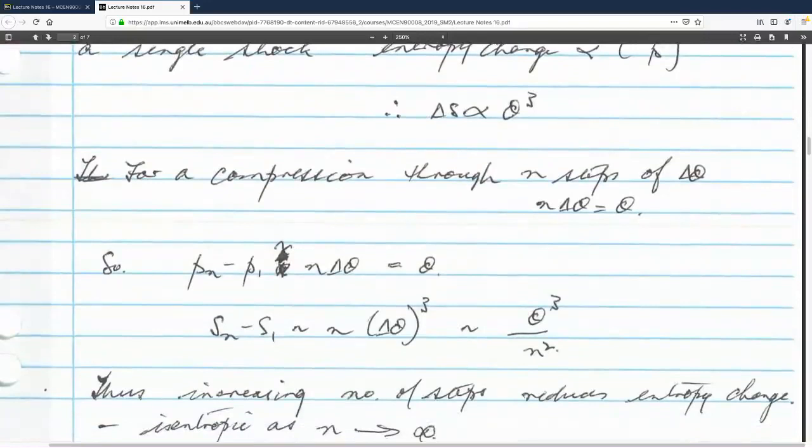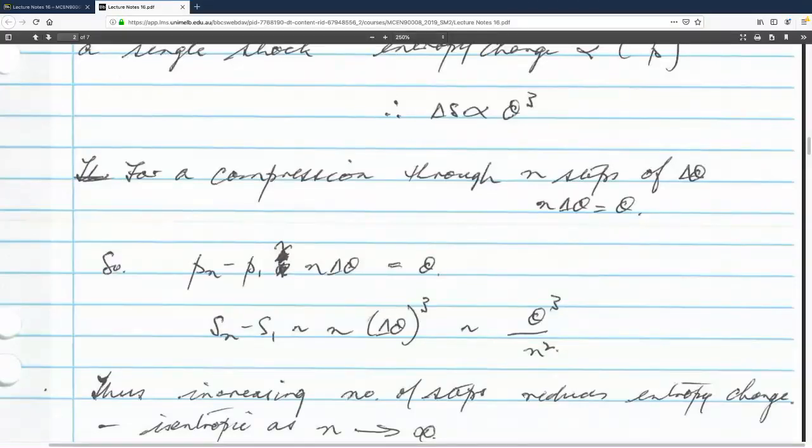So the entropy after n of these steps will be, I'll have n steps, and how much does the entropy change for each step? Delta P over P cubed. So that goes like delta theta. Each one of these steps goes like delta theta cubed. But delta theta is theta over n. So if I cube that, I get theta cubed over n cubed, and I have an n here. So that's theta cubed over n squared.